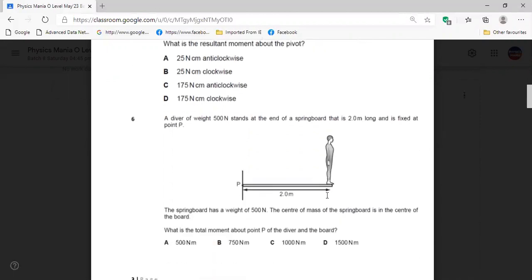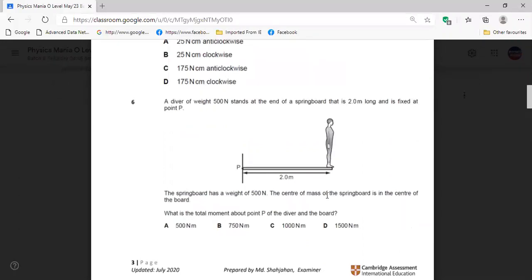Now try 6. Read. The diver of weight 500 Newtons stands at the springboard that is 2 meters long and is fixed at point P. The springboard has a weight of 500 Newtons. The center of mass of the springboard is in the center of the board. What is the total moment about point P of the diver and the board?